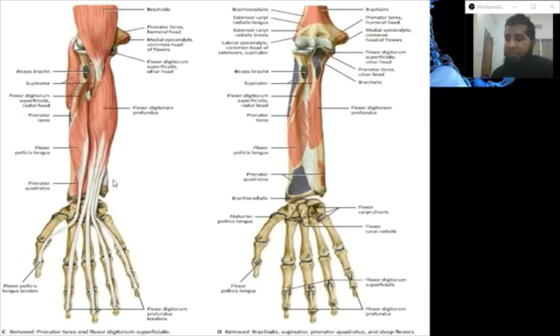So these figures are for visualization. This figure shows the deep muscles of the forearm of the anterior compartment, or flexor compartment: flexor digitorum profundus, flexor pollicis longus, and pronator quadratus.